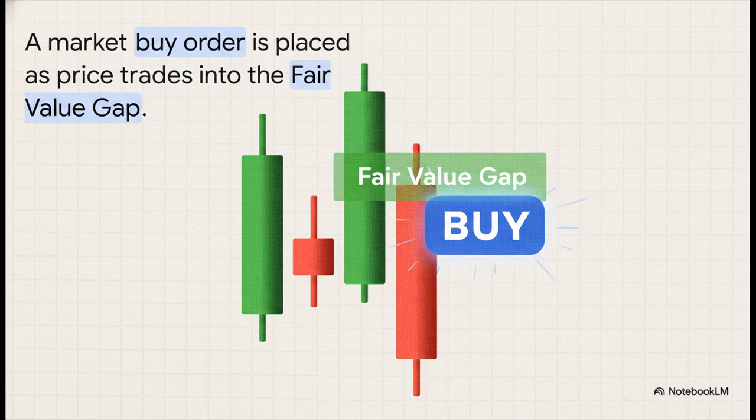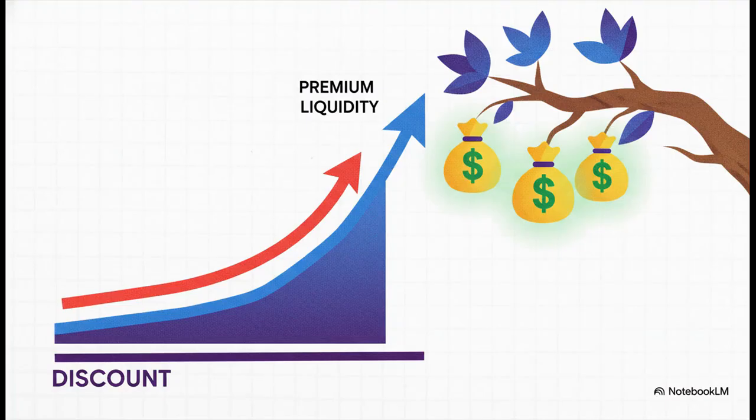As soon as price trades down into that green shaded box, into the fair value gap, a market buy order is placed. This isn't random clicking. It's a precise, planned entry, reacting to price returning to that key level of imbalance we identified ahead of time. So where are we aiming? The logic is so simple and so powerful. We bought low in a discount area, so we are going to sell high in a premium area.